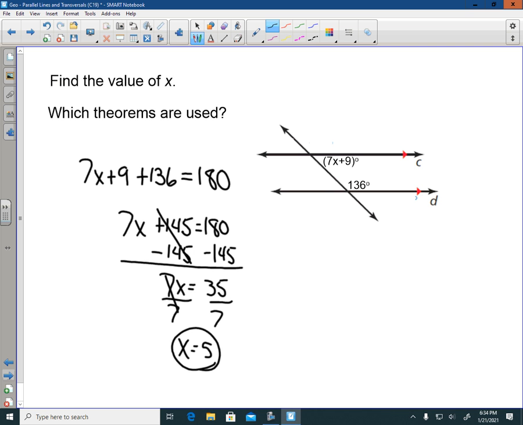Working backward, we got the 5 because we could solve for x. We could solve for x because we could get an equation. We could get an equation because we understood that the relationship between these two angles is that they are supplementary. And every time angles are supplementary, they add to 180. How did we know that they were supplementary? Because we identified them as being consecutive angles on parallel lines. The theorem we used was the consecutive interior angle theorem.